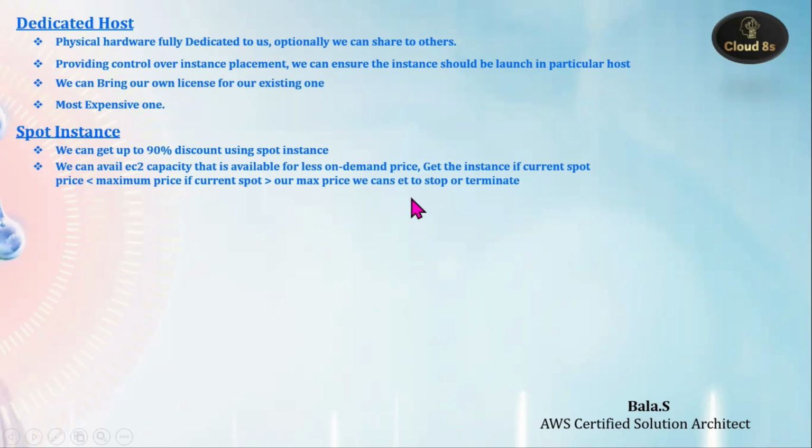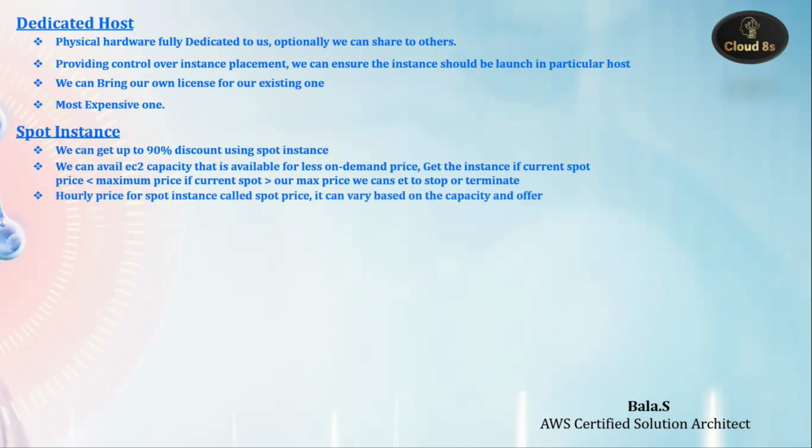For example, we have defined the EC2 cost as $2. The current spot cost is $1, which means automatically the EC2 instance will be deployed based on the spot request. In case we have defined our maximum price as $3, but the current spot price is $4, what will happen? Anything running on that EC2 spot instance will be stopped or terminated, based on the logic we have configured.